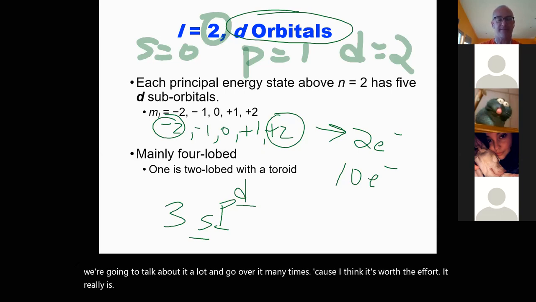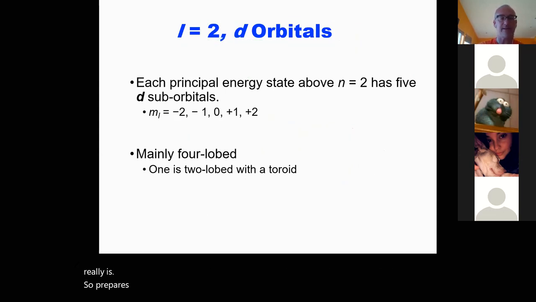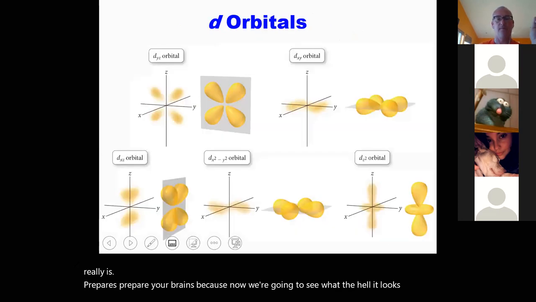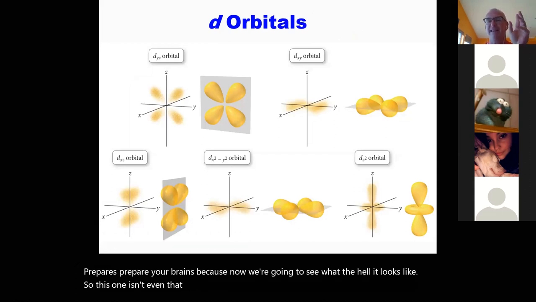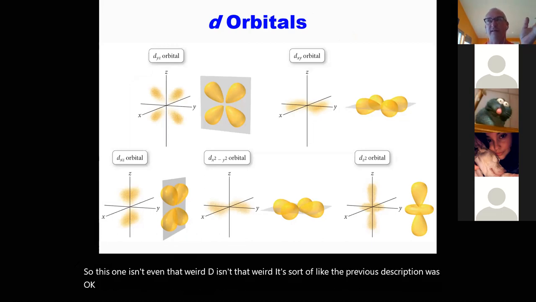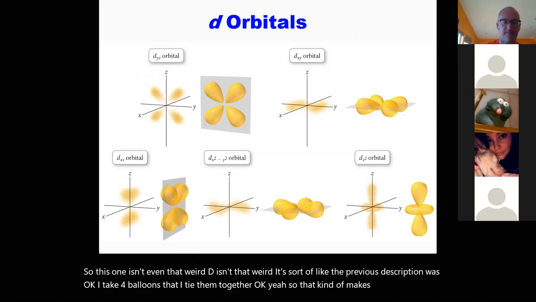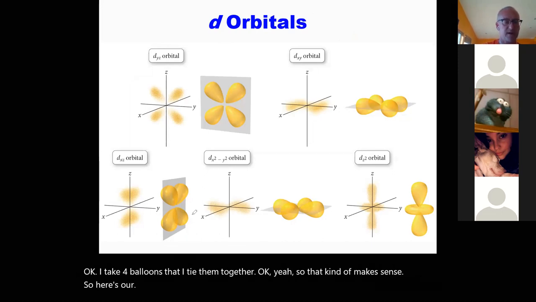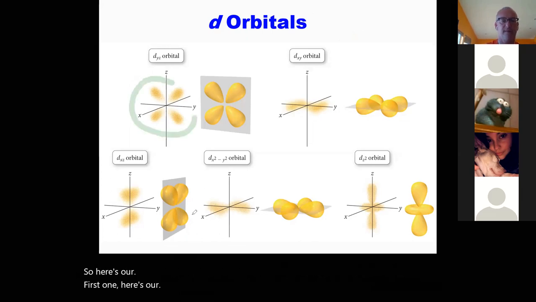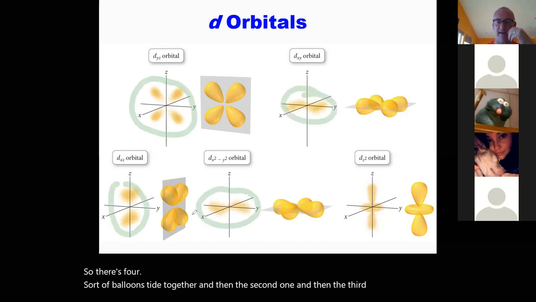So prepare your brains, because now we're going to see what it looks like. This one isn't even that weird. D isn't that weird. It's sort of like the previous description was, okay, I take 4 balloons and I tie them together. Yeah, so that kind of makes sense. So here's our first one. There's four sort of balloons tied together, and then the second one, and then the third one, and the fourth one.